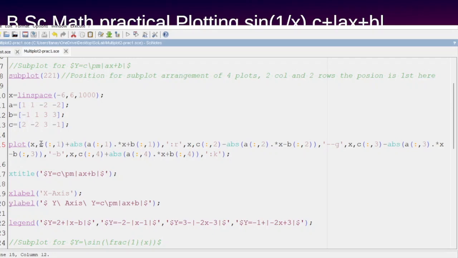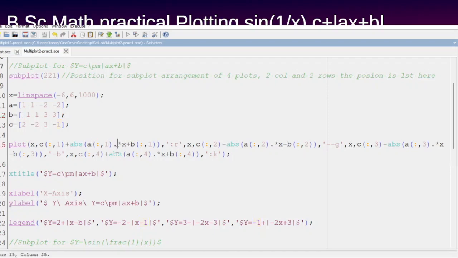In similar fashion, we first use c is equal to 2, a is equal to 1 and b is equal to -1, and write down that c in this position, then plus abs, which means absolute value or mod value. Then I open the parenthesis. This is the open and close parenthesis. Within that parenthesis I write a, the first element of a, into x.